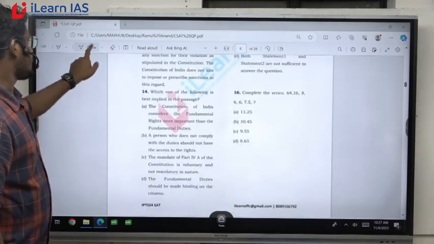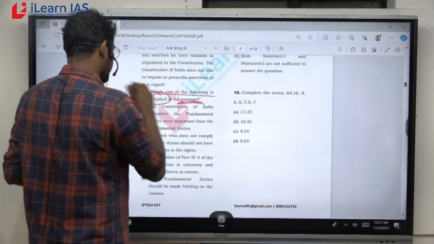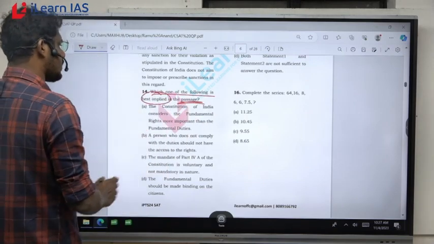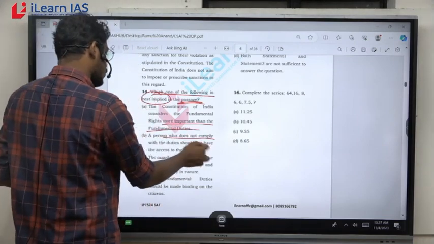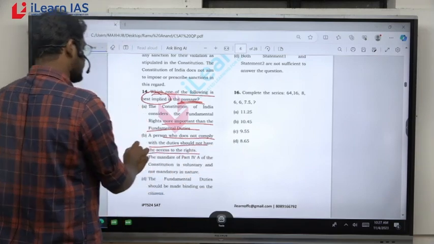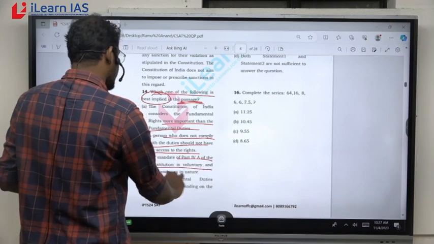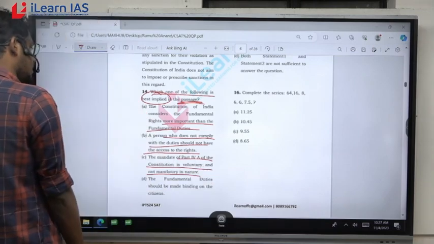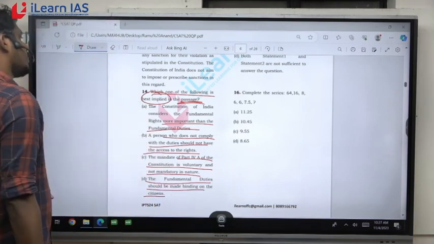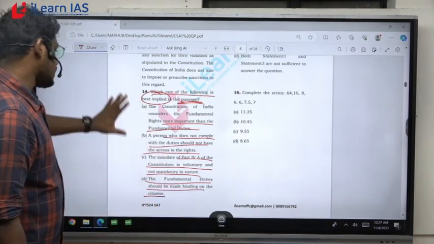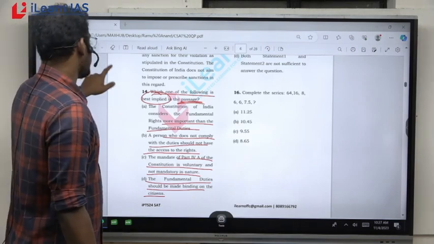Question number 14. Let's read the question. The question is, which one of the following is best implied in the passage? The Constitution of India considers fundamental rights more important than fundamental duties. A person who does not comply with the duties should not have access to rights. The mandate of Part 4A of the Constitution is voluntary and not mandatory in nature. The fundamental duties should be made binding on the citizen. Okay, the passage actually deals with the fundamental duties. Now let's go back to the passage.